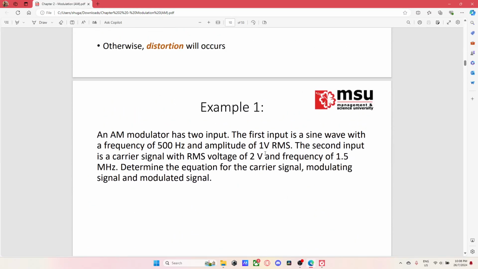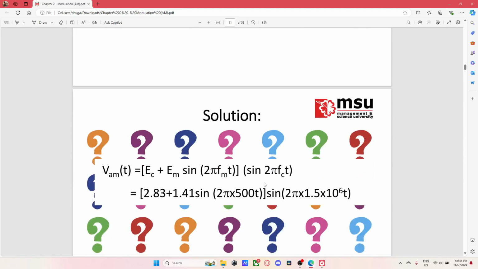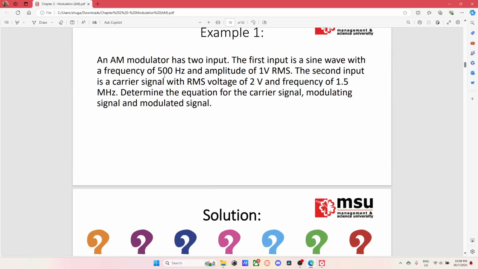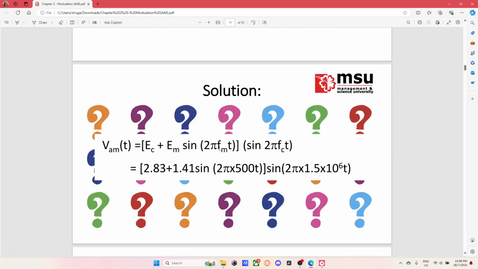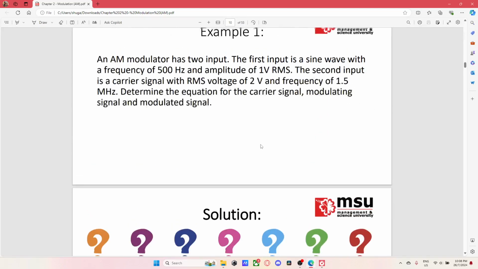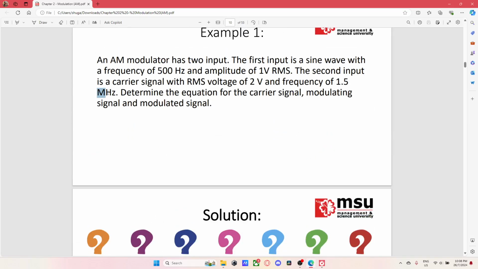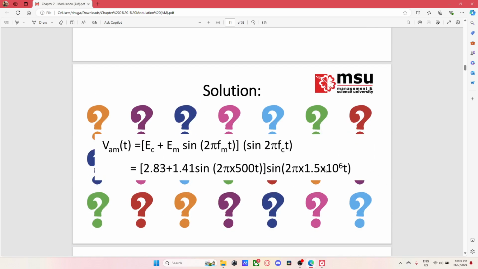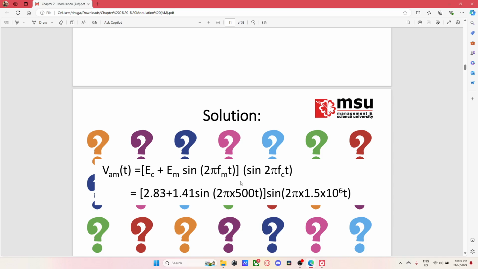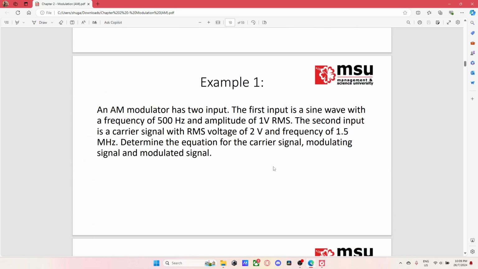I don't think it shows EC here. It only shows the value of FM, which is 500 Hertz for the input signal. It shows here 500 for our FM, and FC is 1.5. Since here it shows megahertz, you should change the mega into a numerical value, which is times 10 to the power of 6. Okay, so we will worry about EC and EM later on, how to find that.